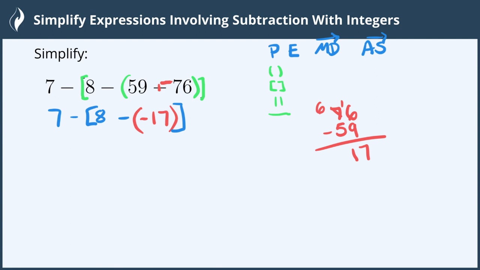Now that I've completed the innermost set of parentheses, I still have to work on the parentheses, which is the brackets. And so I have 8 minus a negative 17, which I would change to add the opposite. Another way of thinking of that is that I have a negative times a negative, which is positive, or that I'm looking for the opposite of negative 17, which is positive 17. Either way, we end up with 8 plus 17, which gives us 25.